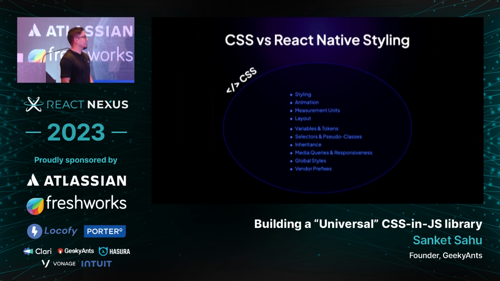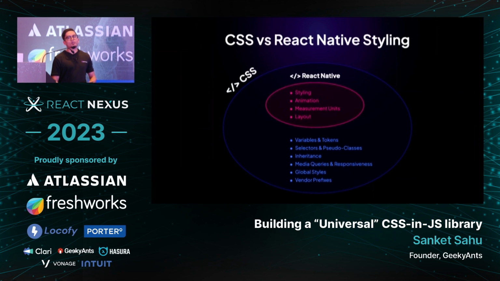By CSS, we have things like styling, animation, measurement units, layouts, variables, tokens, selectors, pseudo classes, inheritance, media queries, global styles, and it goes on and on. While React Native is only a part of it. React Native only supports the first 4 of it, that is styling, animation, measurement units, and layouts. The rest of those are not available directly in React Native.